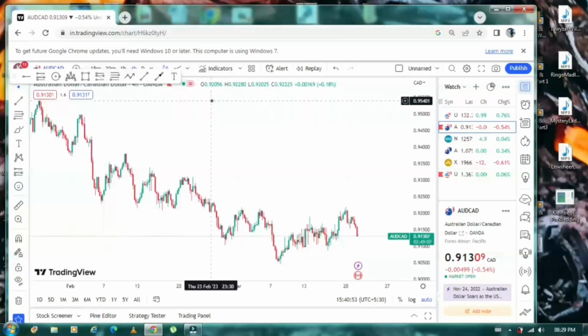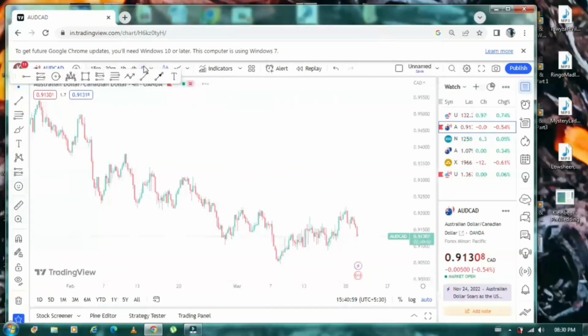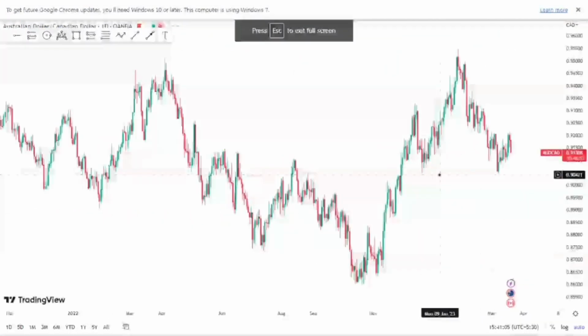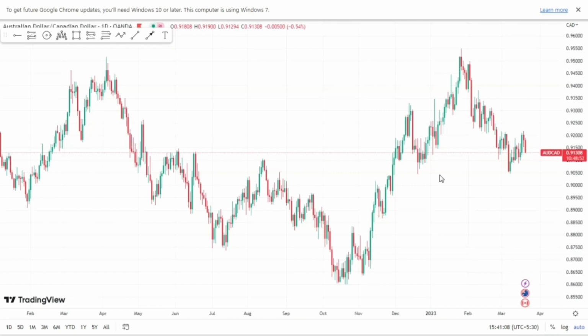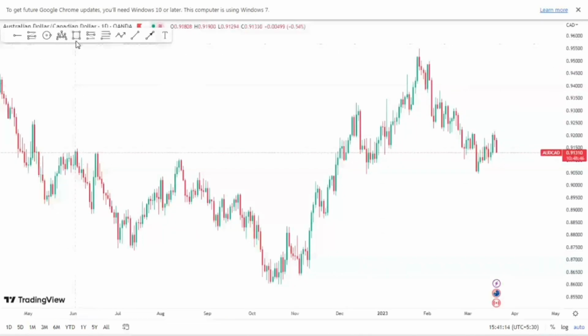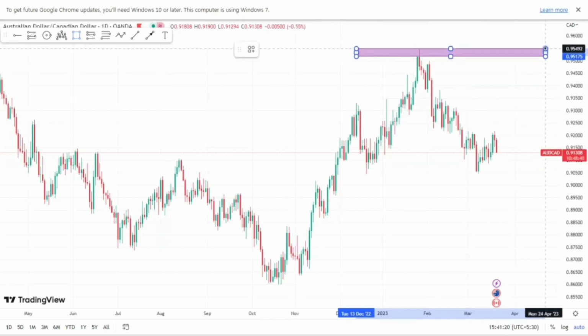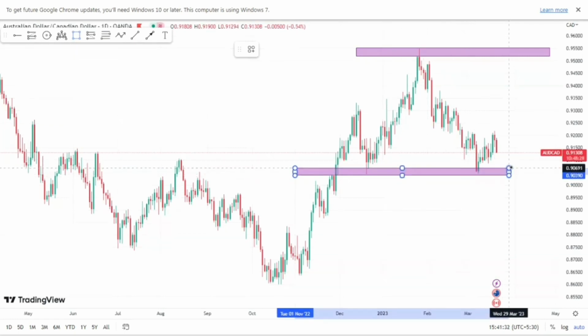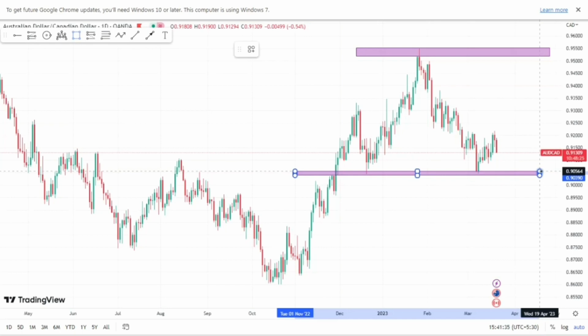Let's get into it. First things first, we have to switch to a bigger time frame like the daily. When we are on the daily, make sure to spot out our supply and demand zones. This is all we are going to do on our daily time frame: spot out the playgrounds of the market, which are our supply and demand zones.